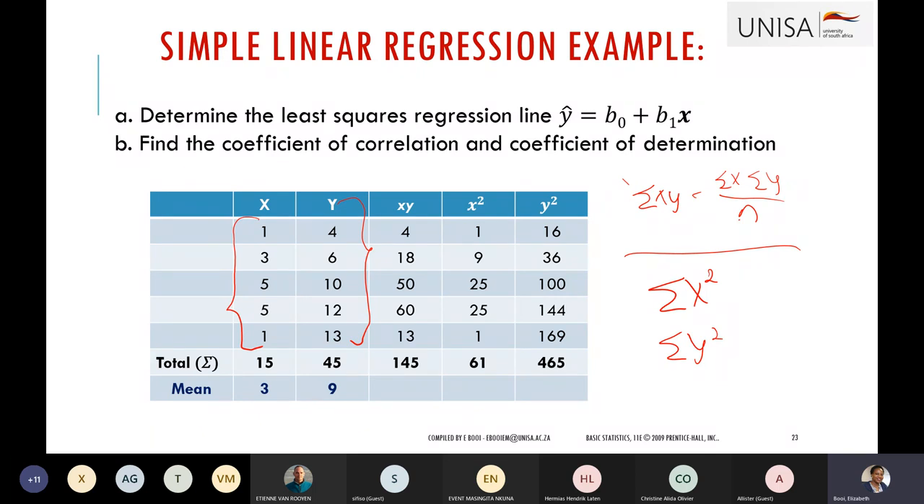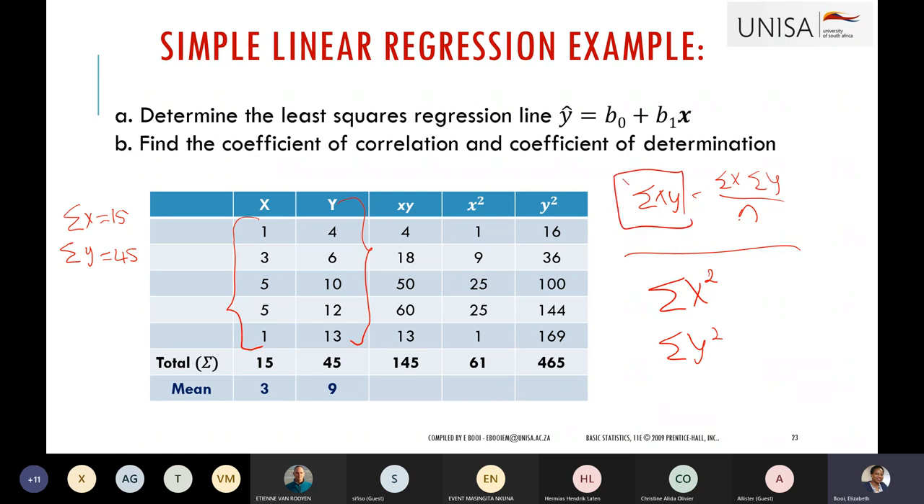We had some of those summations. So when we calculate these things manually, to get the sum of x we just add 1 plus 3 plus 5 plus 5 plus 1, which gives us a total of 15. That is the summation of x, so the summation of x equals 15. The summation of y equals 45, because we are just adding all of these values.